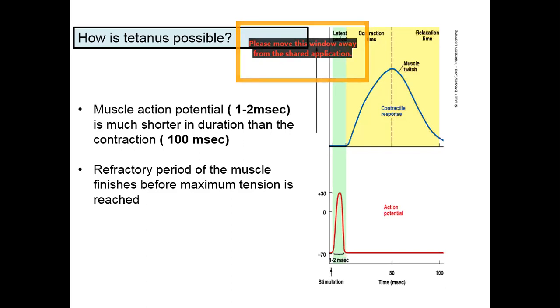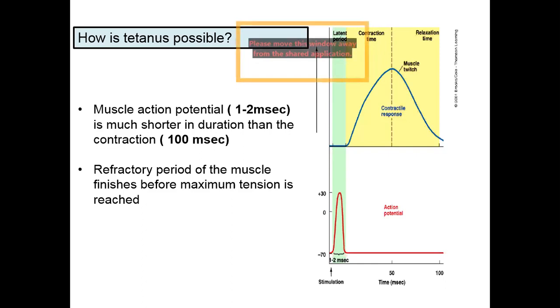The refractory period is observed during the latent period of the mechanical response. If I apply the stimulus during the latent period, I may not observe tetanic contraction. But if I apply it during the contraction period, there will be tetanic contraction, because the membrane is not in the refractory period, because the action potential is shorter in duration than the contraction. The action potential is already over before the contraction begins. So this leads to a sustained contraction if you apply multiple stimuli during the contraction period. Am I clear?